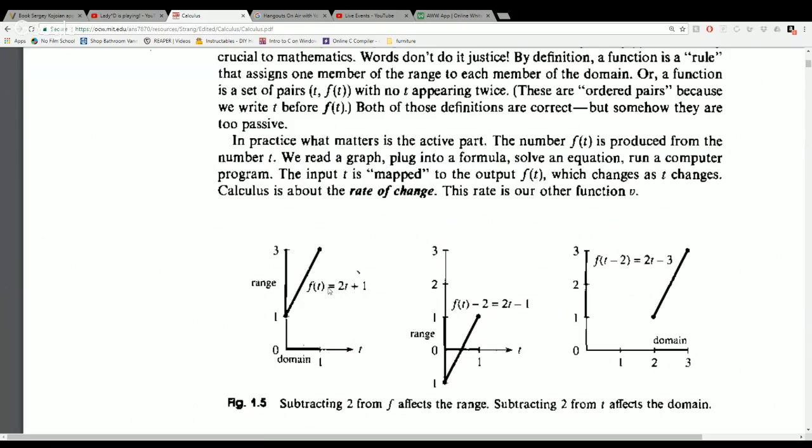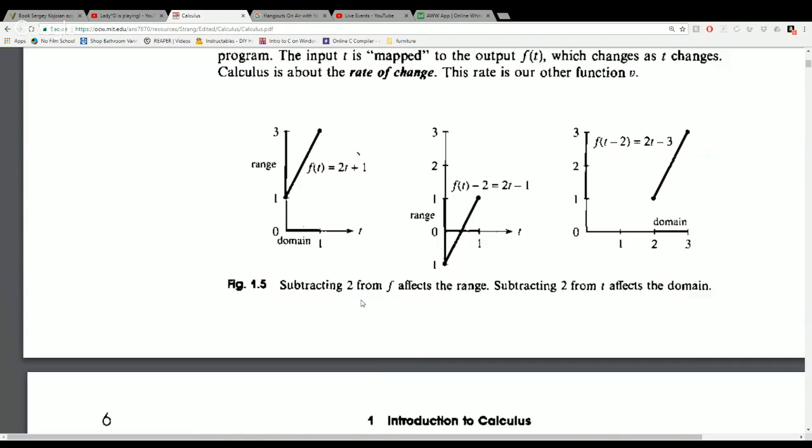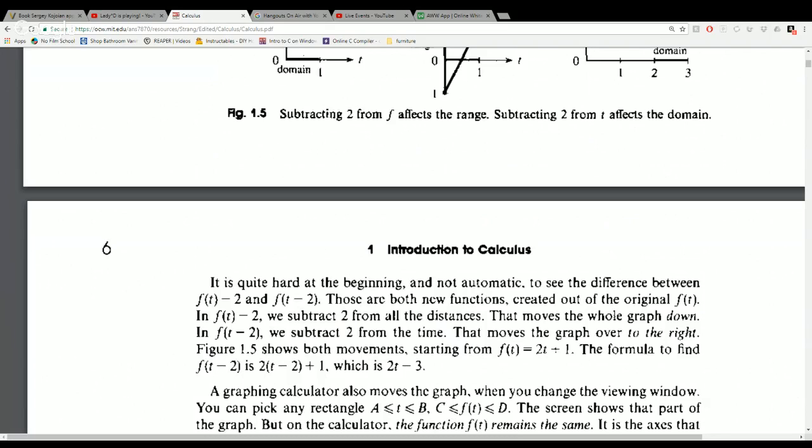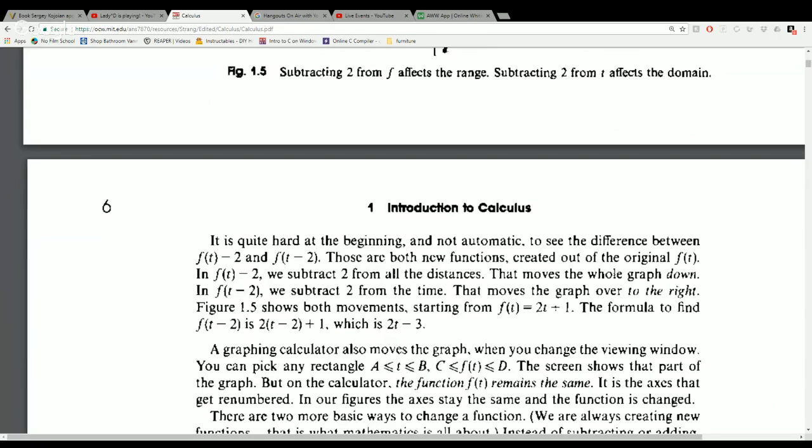So, okay, here's f of t equals 2t plus 1. Now, it is quite hard at the beginning and not automatic to see the difference between f of t minus 2 and f of t minus 2. So if I take whatever my function is and I subtract 2 from it, he says it's very different than when I take my function and just plug in t minus 2. Those are both new functions created out of the original function. In the first one, we subtract 2 from all the distances. That moves the whole graph down. So let's see that in action.